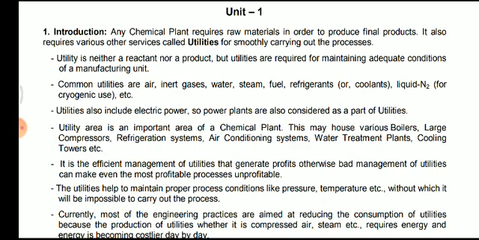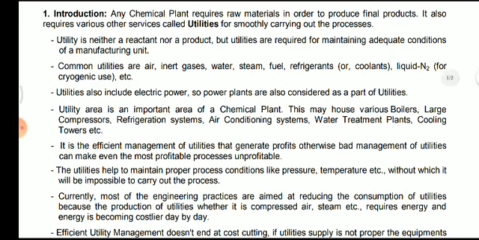Utility area is an important area of a chemical plant. This may house various boilers, large compressors, refrigeration systems. Okay, this is the efficient management of utility that generates profit. Otherwise, bad management of utility can make even the most profitable process an unprofitable process.